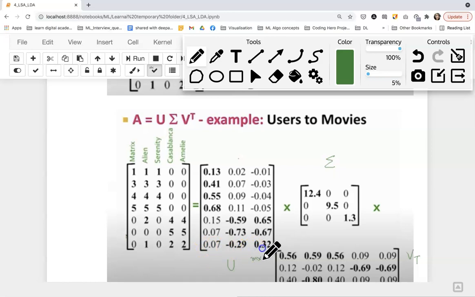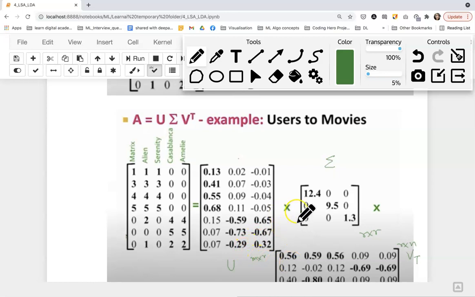And this is my R cross R, and this is V transpose, so R cross N after the transpose. Now M is the number of users and R is the number of concepts.